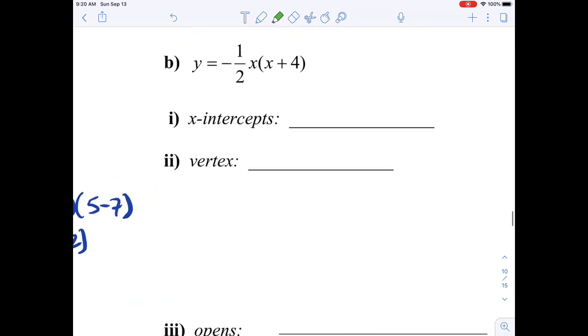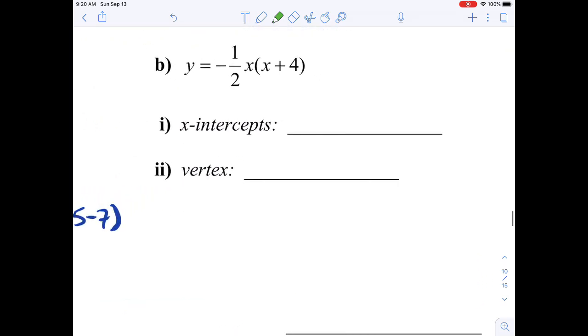Let's try another one. So this one here, we can definitely see that it is in factored form, but it looks a little bit different than the other factored form. We definitely see one factor that's in a bracket here, but then we see just an x. So it's important to remember that we could think of that as being its own little bracket. So we could easily make a bracket, x plus 0, that equals the exact same thing as just x.